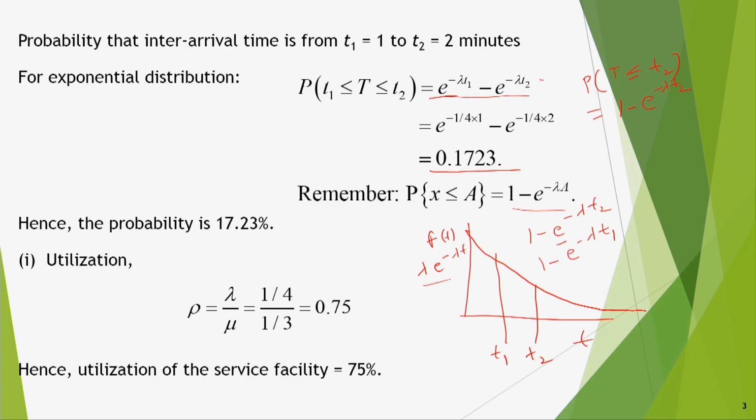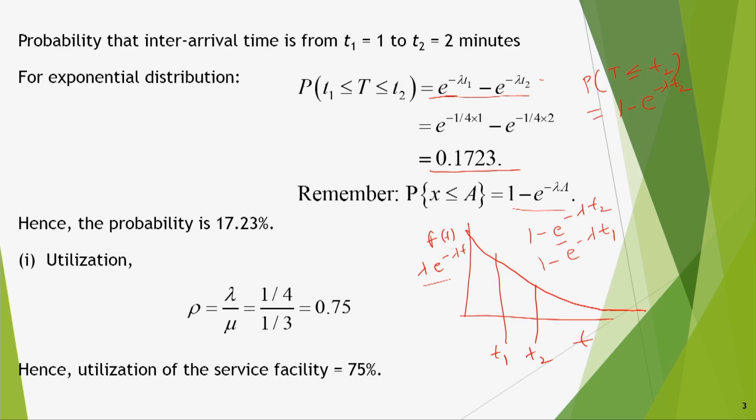So the probability has come to 0.1723. In day-to-day language, we can say the probability is 17.23%. That means there is a very small chance that the inter-arrival time will be between 1 and 2, because generally an arrival takes maybe 4 minutes, so that is where you will get a high probability.